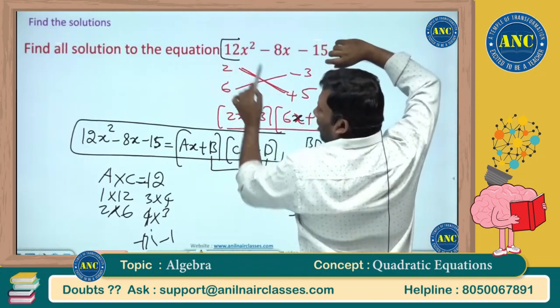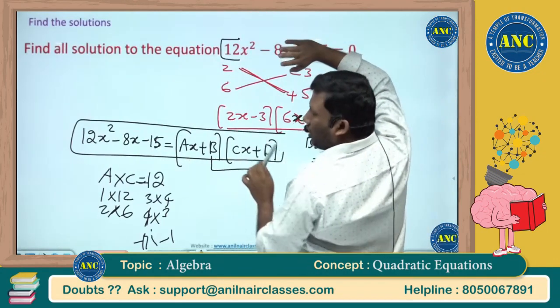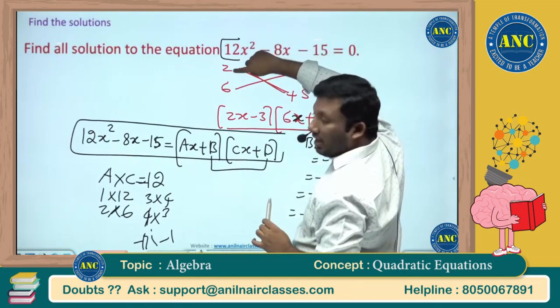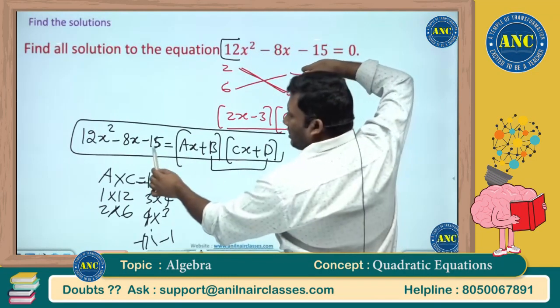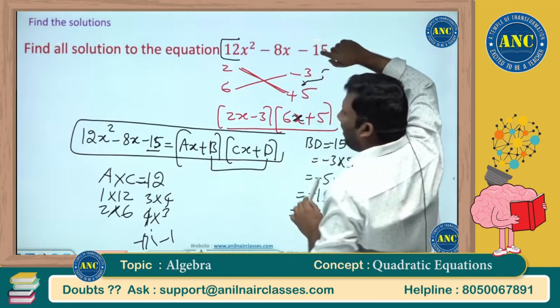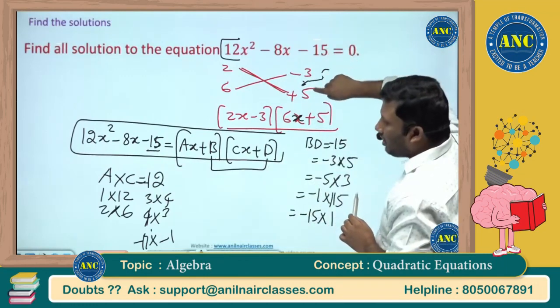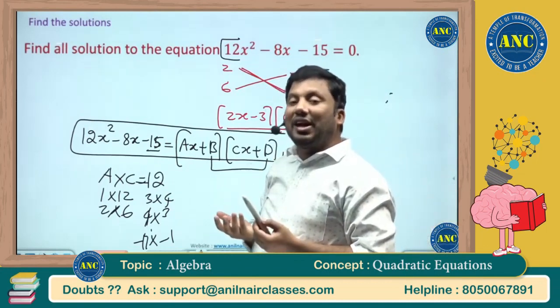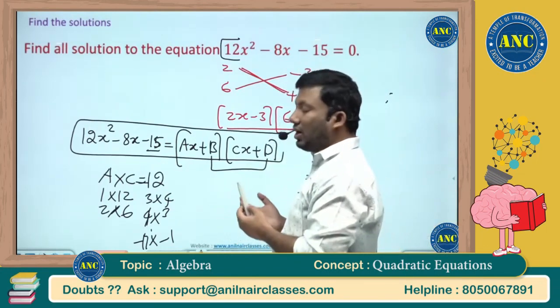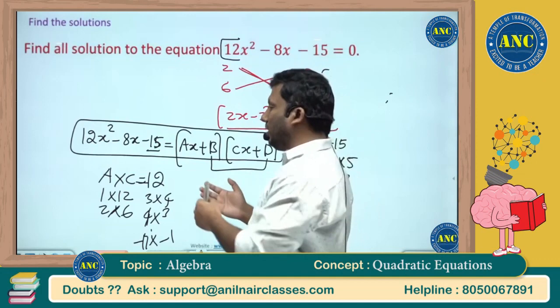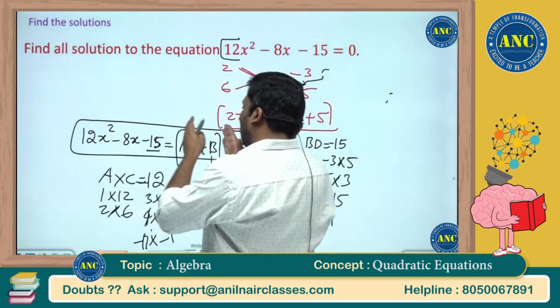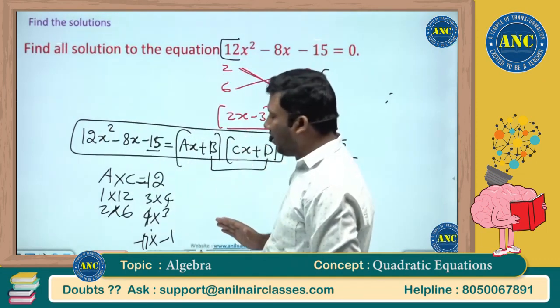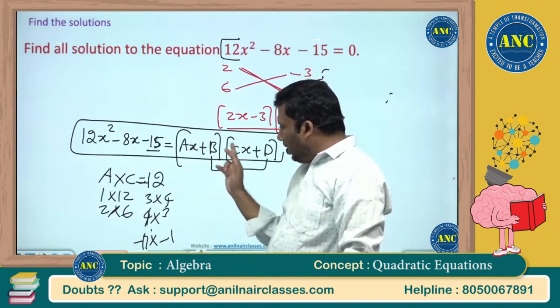12 is nothing but a into c. So we are determining a into c, all the possible cases. This is nothing but b into d. We are finding all the possible cases. I hope it is clear from where the diagonal cross method came into the picture. The diagonal cross method comes into the picture if a quadratic can be written as a product of two linear factors.